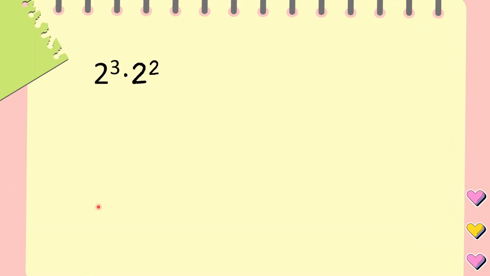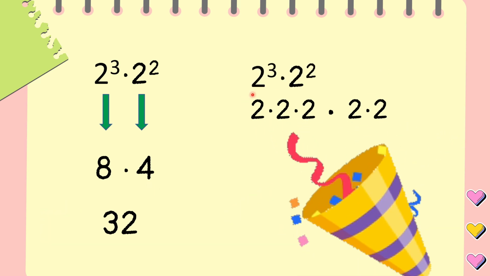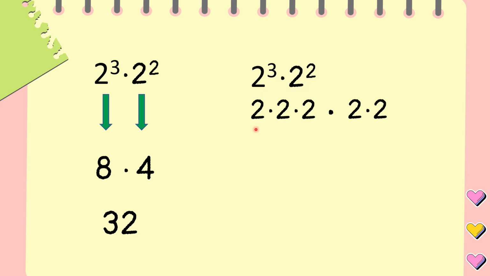Let's take a look at this example. 2 raised to 3 times 2 raised to 2. 2 raised to 3 means 2 times 2 times 2, while 2 raised to 2 means 2 times 2. And 2 times 2 times 2 is equal to 8. And 2 times 2 is equal to 4. And when we multiply 8 and 4, the product is 32. So we know that 2 raised to 3 times 2 raised to 2 is equal to 2 times 2 times 2 times 2 times 2, wherein 2 is multiplied by itself 5 times.